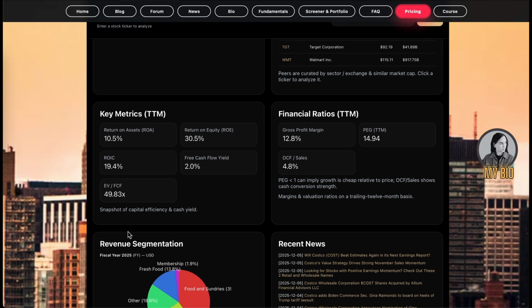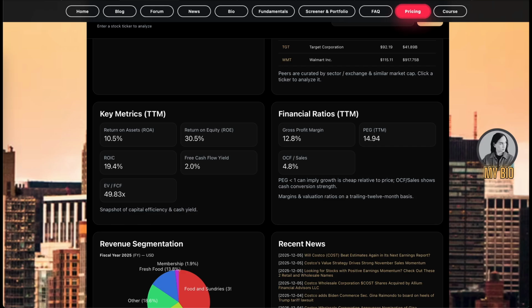Now let's see the return on assets. If you remember, Walmart had 7.9 return on assets, and Costco has 10, which is better. It is using its assets more efficiently. Return on equity, Walmart had 25, Costco has 30, better than Walmart, but still not 2 times, not 3 times. Return on invested capital, Costco 19, Walmart had 12. So Costco is a true leader here.